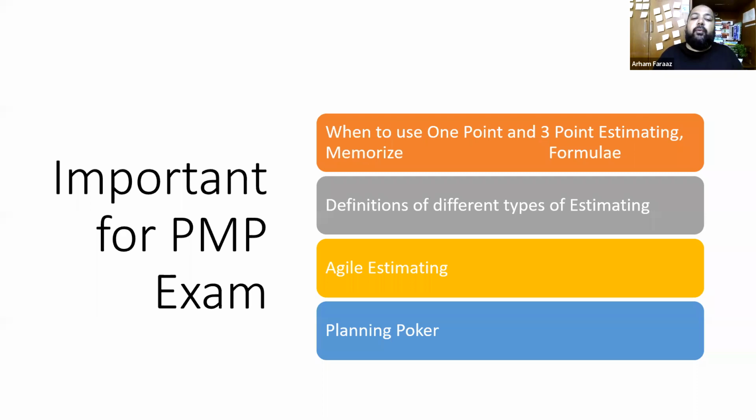Finally, important points for your PMP examination: when to use the 1 point formula, when to use the 3 point formula. You have to memorize these formulas. You should know when to use 1 point, when to use 3 point. So 1 point is for faster, 3 point is for more detailed and more accurate. Then you have to remember the definitions of all the different types of estimating. I've given the examples over here. You need to know these for the examination. Then you should know agile estimating, the T-shirt sizing, planning poker, right? What is the advantage of these things? You should be knowing that. In detail, you should know what planning poker is and how it is done. So these are the topics that are important for your PMP examination.